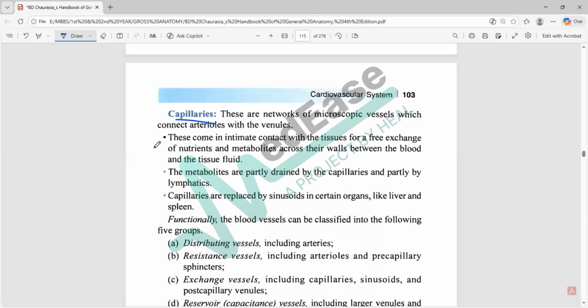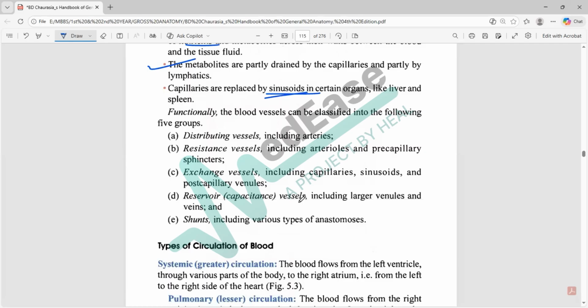Now, why are these important? They are important for the free exchange of the nutrients. They are involved in the metabolite drainage. Moreover, there are some specializations of the capillaries, which are called the sinusoids, which we will be discussing further. Now we have a further classification.